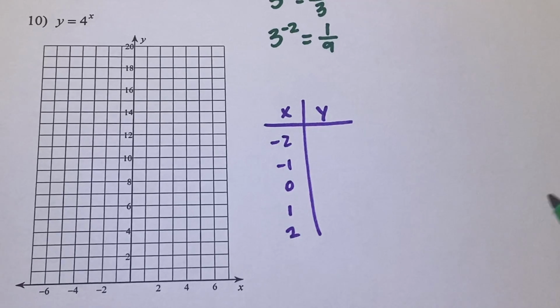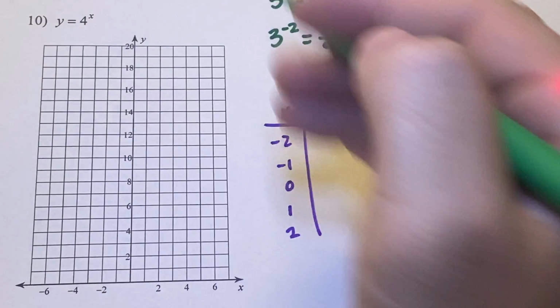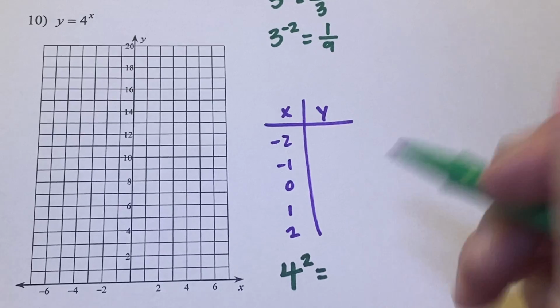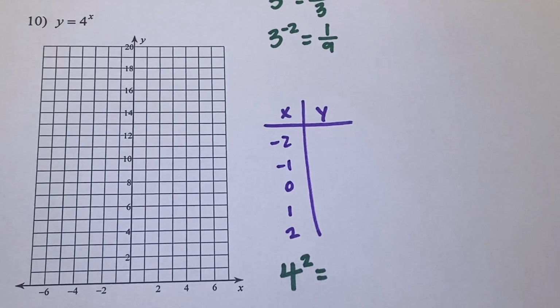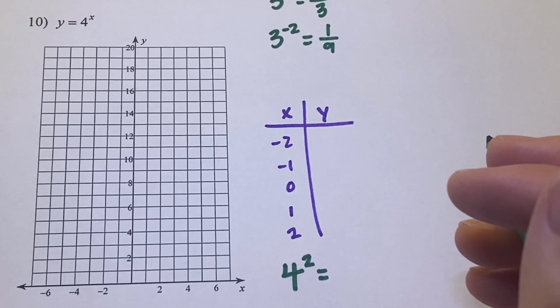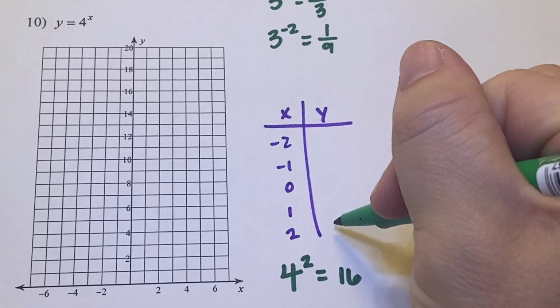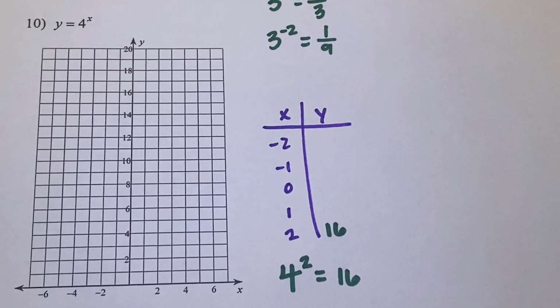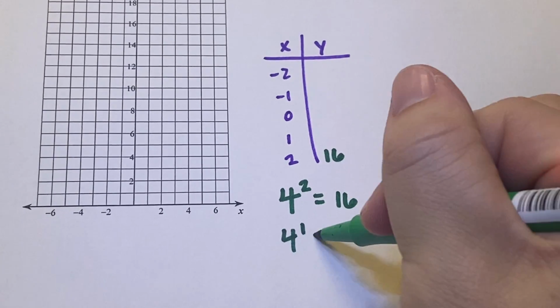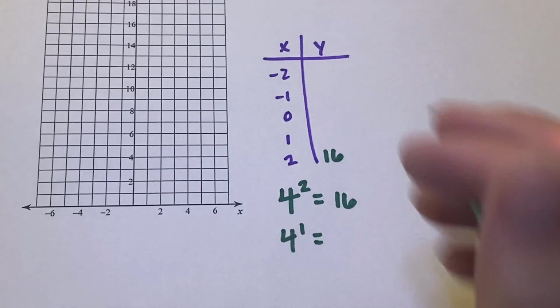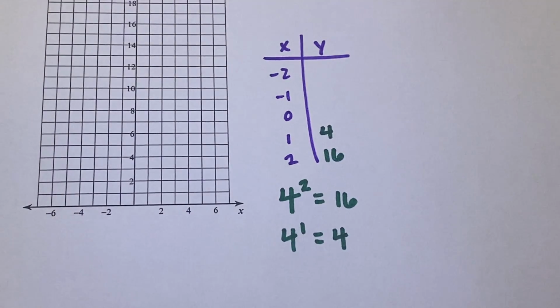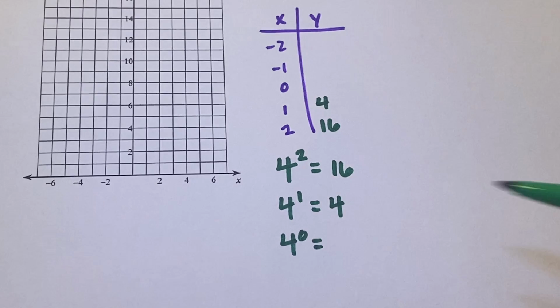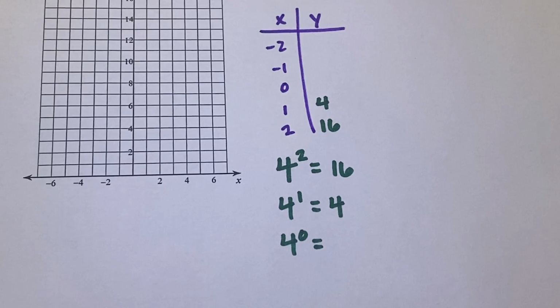I like starting with the positives. That makes it a little easier for me. So now it's 4 squared. Okay, when I plug in a 2 for my x spot, what is 4 squared or 4 times 4? 16. Okay, so we're going to get 2 and 16 right there. Okay, what about 4 to the first power? 4. So 4. Anything to the 0 power is 1.